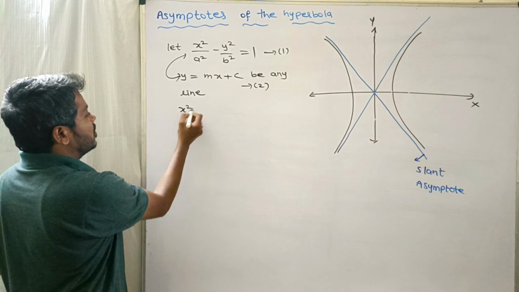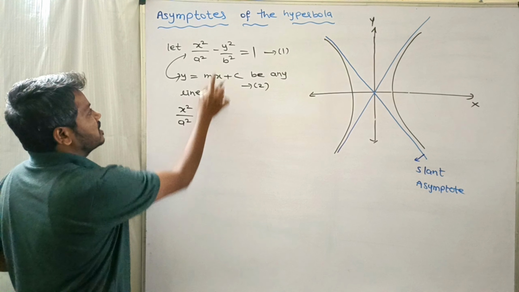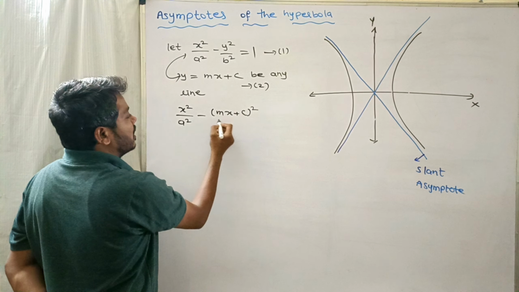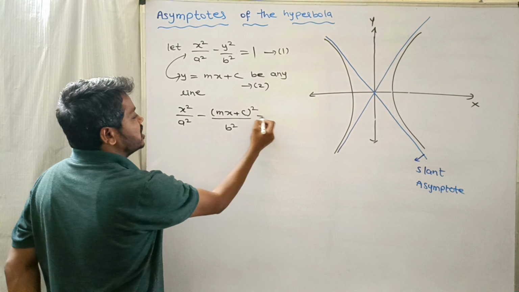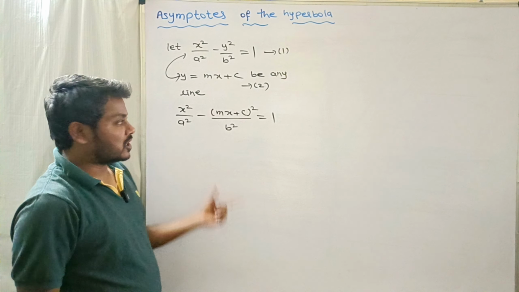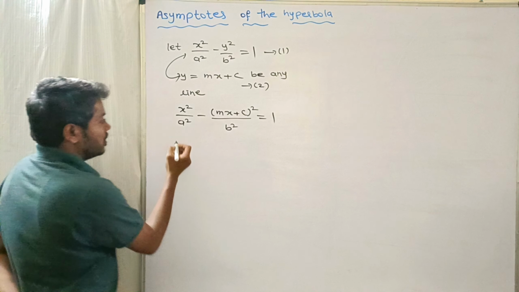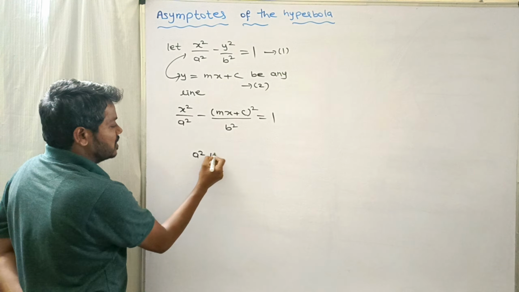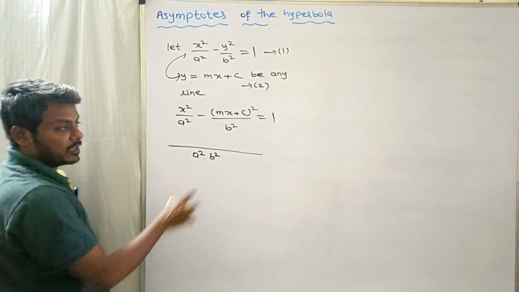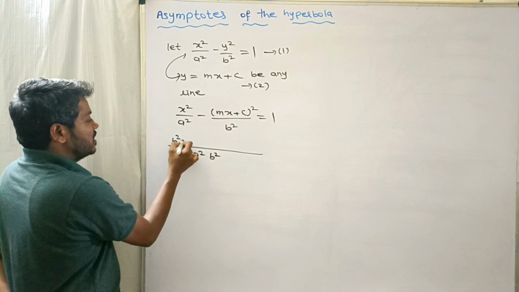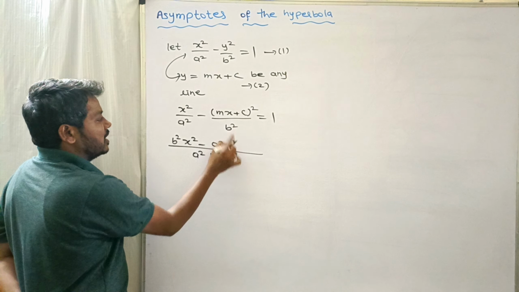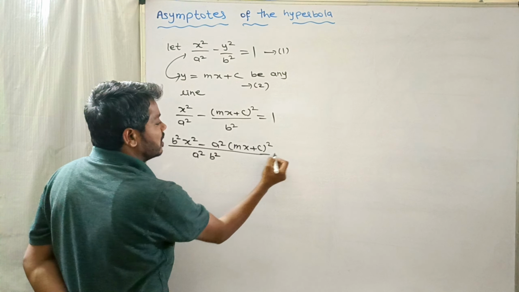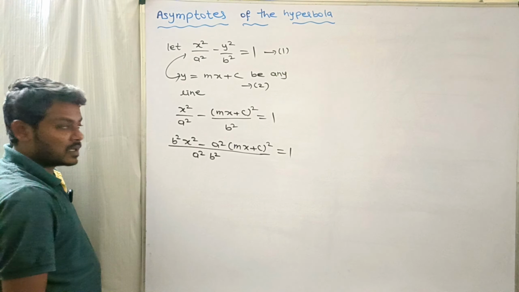That is x square by a square minus, what is y? (mx plus c) whole square divided by b square, which equals 1. Now solving this, what is the LCM? a square b square. So what is the numerator? Cross multiplication: b square x square minus a square into (mx plus c) whole square, which equals 1.